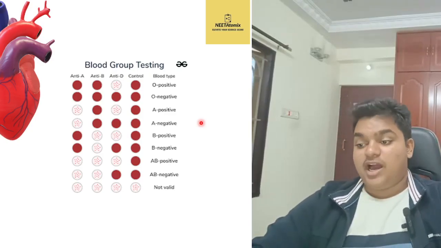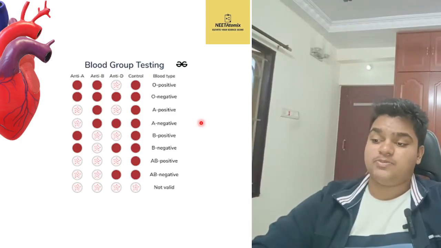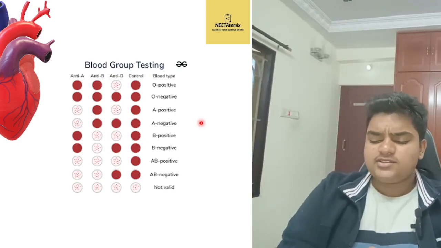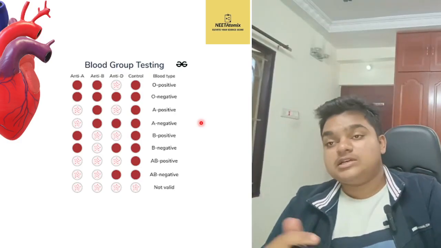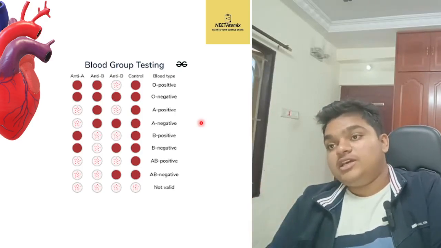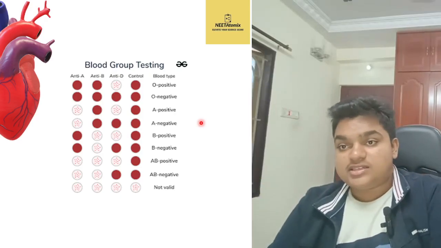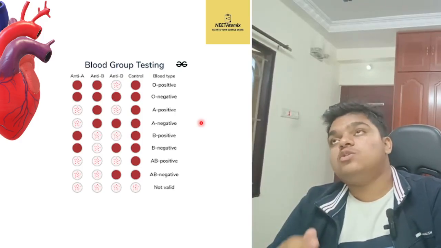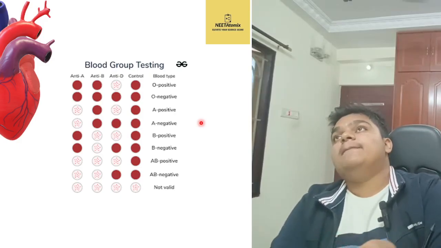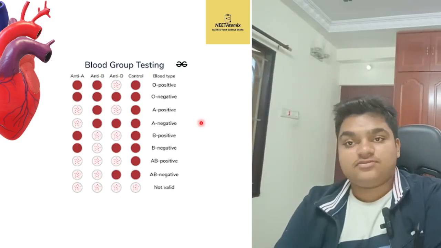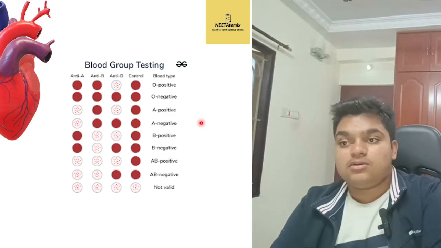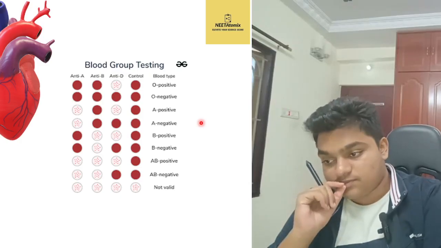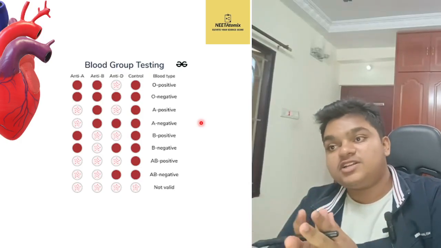Next one, why should we learn about the Rh? Because we have a clinical condition called erythroblastosis fetalis. In this condition, the second fetus dies due to lack of RBCs. What happens is, the mother is Rh negative and the fetus is Rh positive.